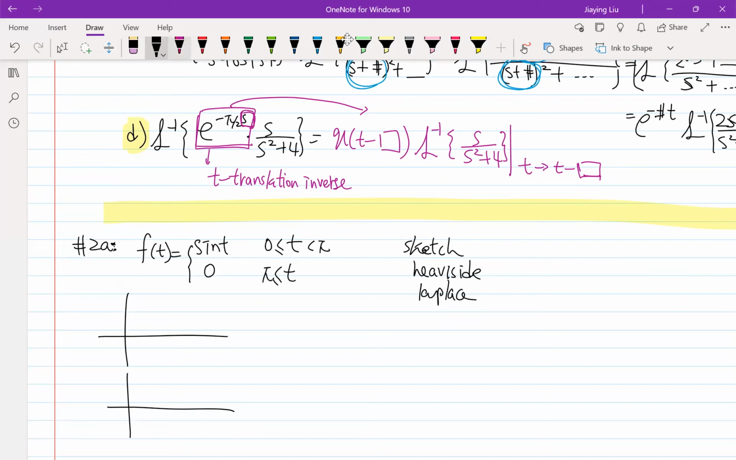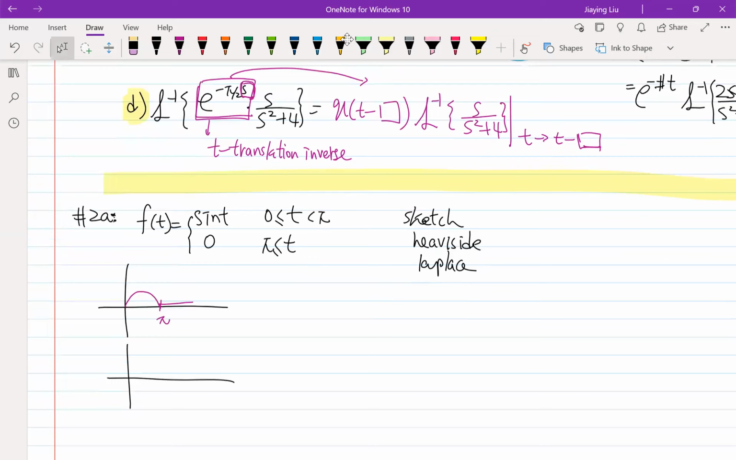So sketch it, we can do that, which is from 0 to pi, it's just going to be sine, and the more than pi is going to be 0, so that's a graph. And if we want to find the Heaviside function, what I do is I just factor out the sine of t from both pieces. So f of t is equal to sine of t. If we take out sine of t from itself, we get 1. And then if we take it from 0, we get 0, right? So that's t equal to pi. T is between 0 and pi.